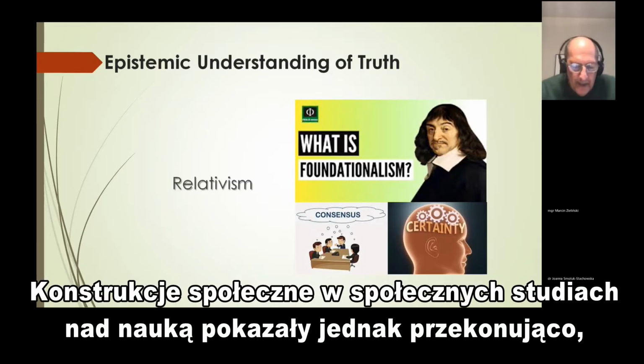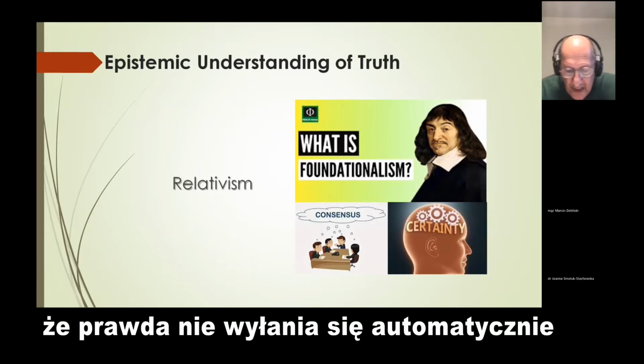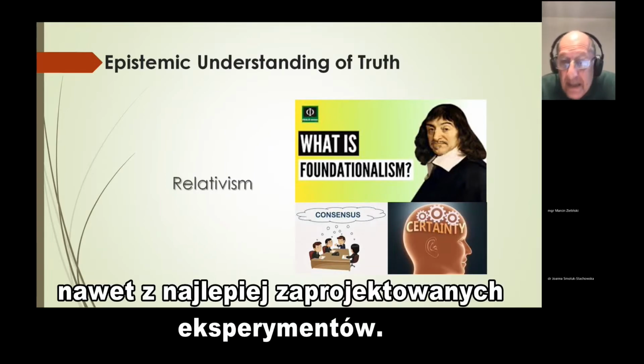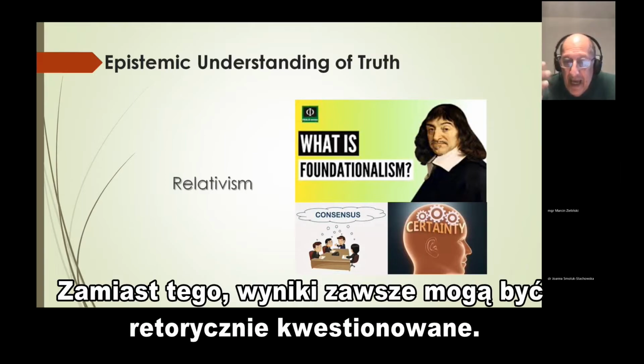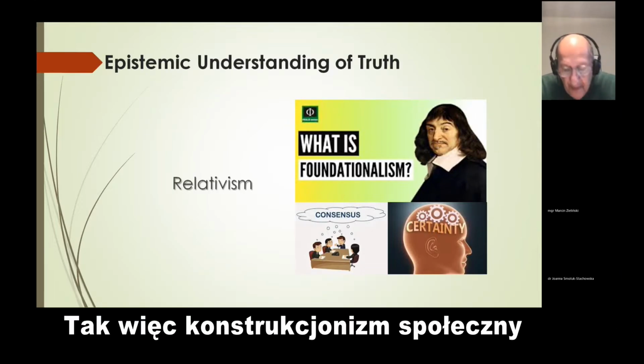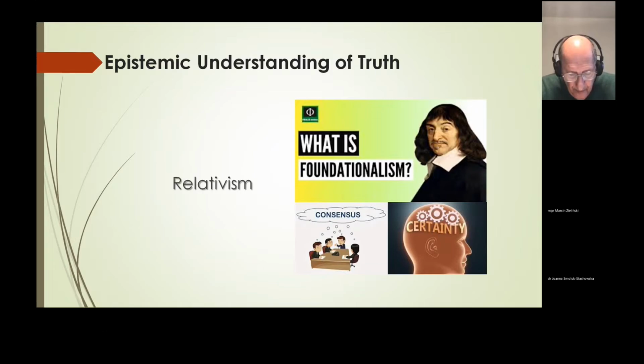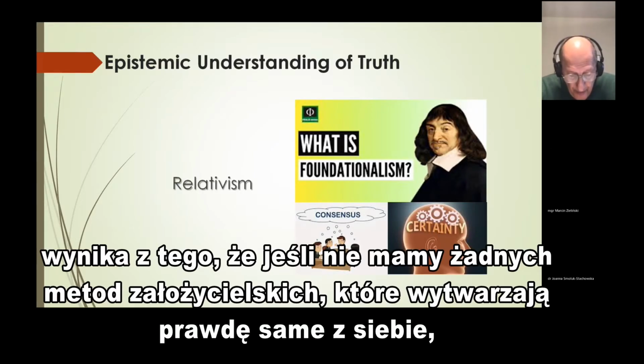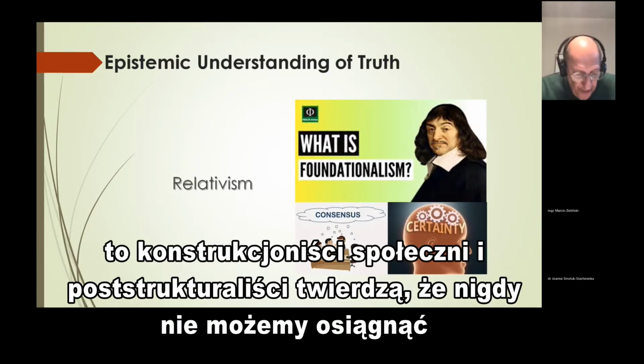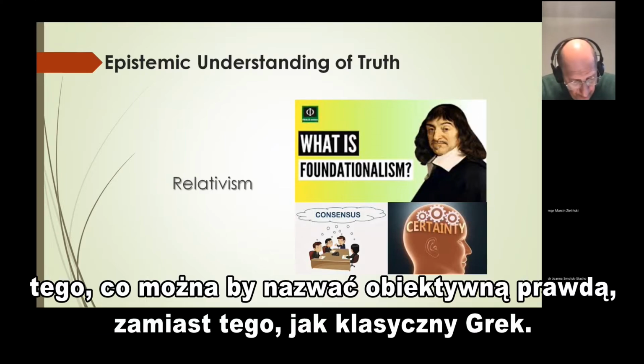Foundationalism believes that truth will emerge automatically from following proper scientific guidelines like randomized controlled experiments. The social constructionists, however, in the social studies of science, have persuasively shown that truth does not emerge automatically from even the best designed experiments. Instead, results can always be contested rhetorically. So social constructionism and post-structuralism are anti-foundationalist in this sense.